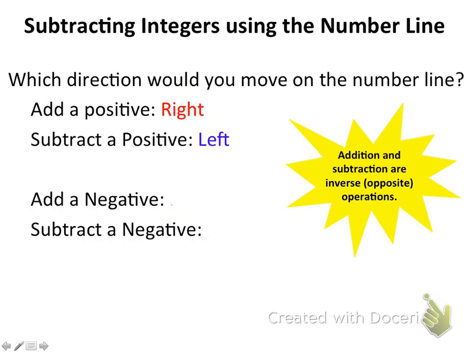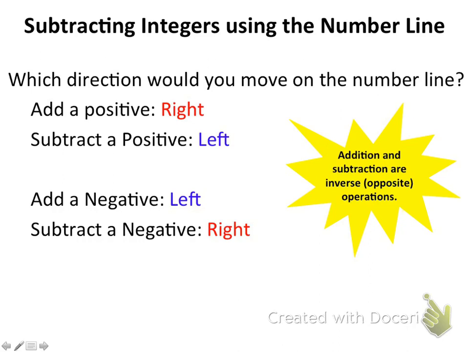Alright, let's talk about adding a negative. When we added a negative, we moved to the left on the number line. Well, that must mean when we subtract a negative, we must move to the right. And this is true because of the relationship between addition and subtraction.